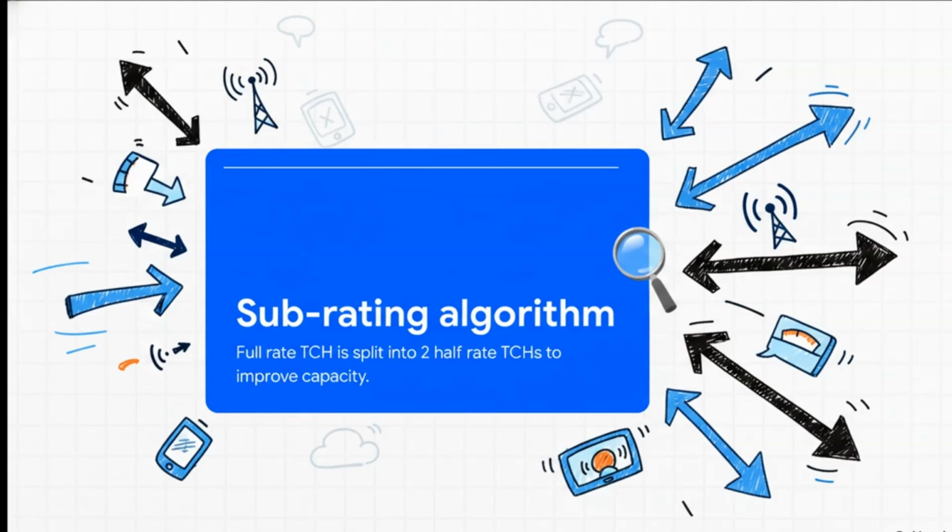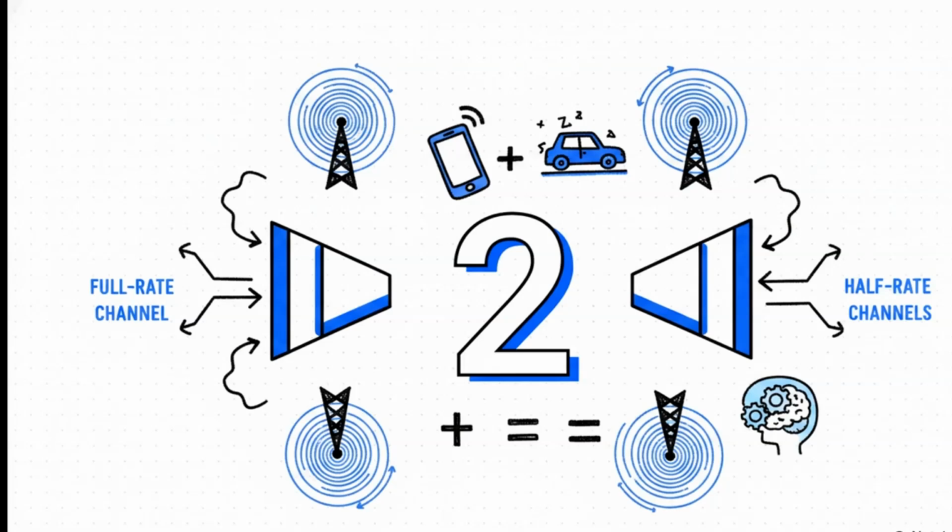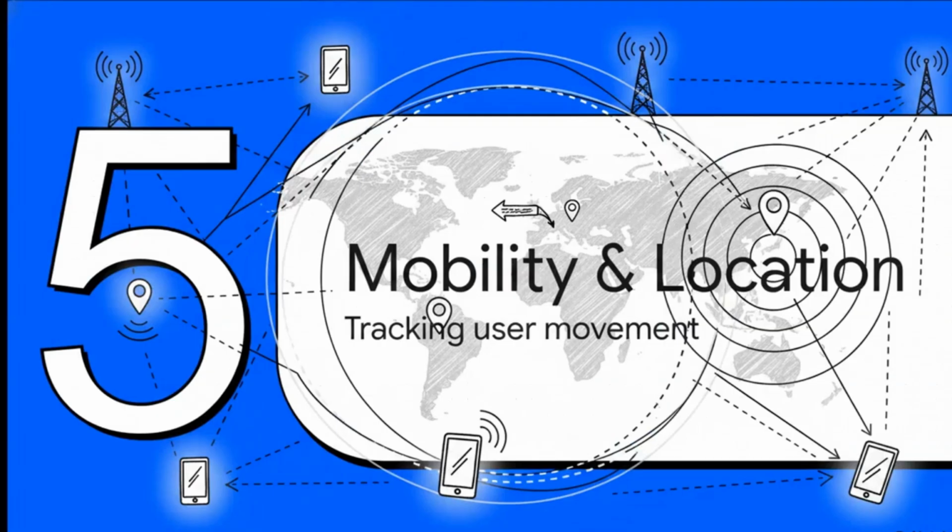Enter the sub-rating algorithm. This is your ultimate network hack. When that handover queue backs up, you need to manufacture capacity out of thin air. Magically, by executing this algorithm, you instantly split one full-rate traffic channel into two half-rate channels. Boom, you've immediately doubled your capacity in that cell. Sure, the voice quality might compress just a tiny bit, but it saves that queued connection from sudden death. If you're an engineer managing a jammed-up cell, like during a massive highway traffic jam, this mathematical trick is a total lifesaver.